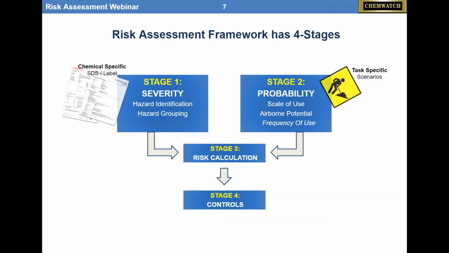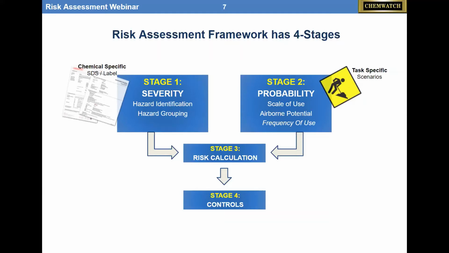So it occurs in 4 stages. You identify the severity in terms of the hazard ID, and then grouping, we'll get to that in a minute. And that data comes from the SDS. The probability, how much are you using? Time and frequency, the time of its airborne potential, the frequency of use, and the type of tasks.